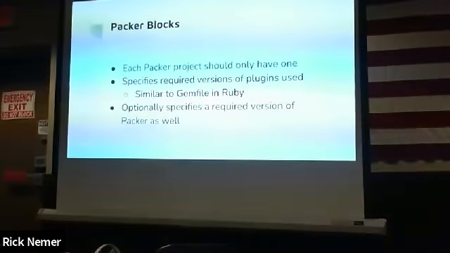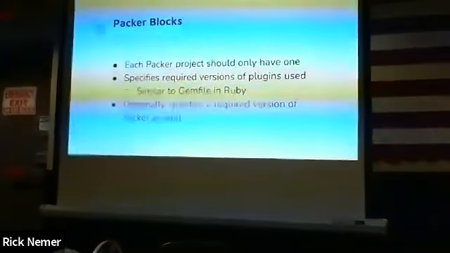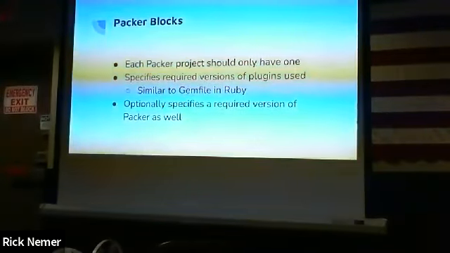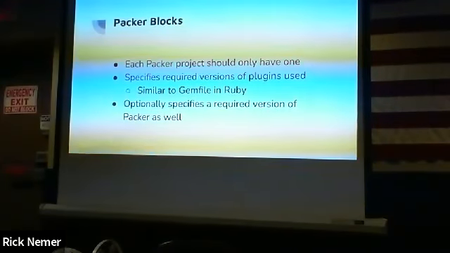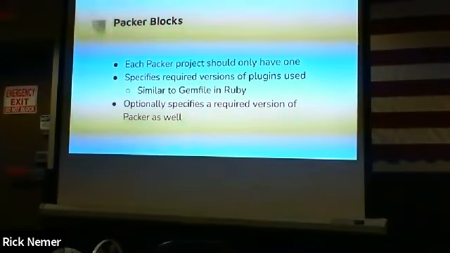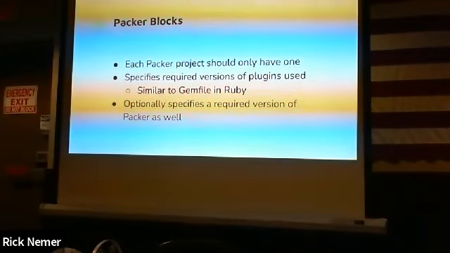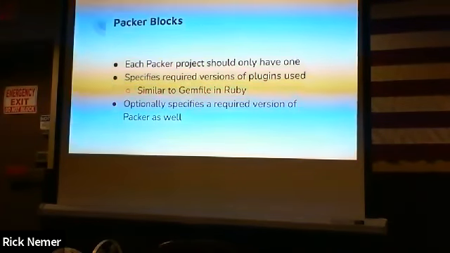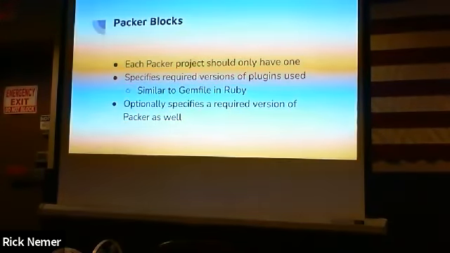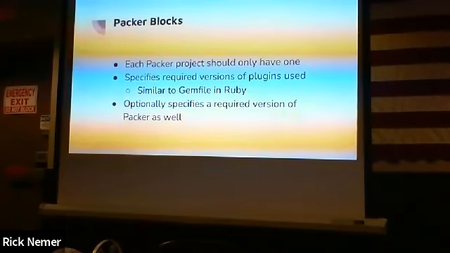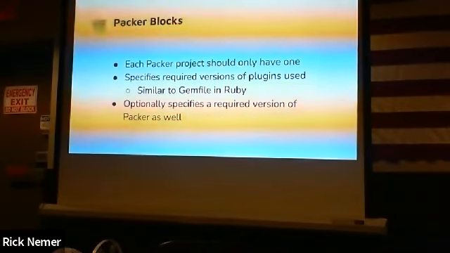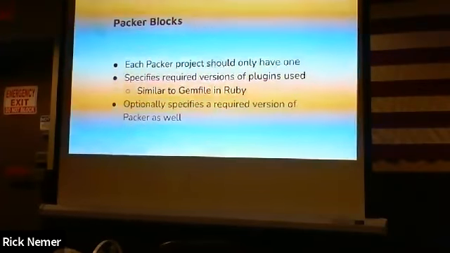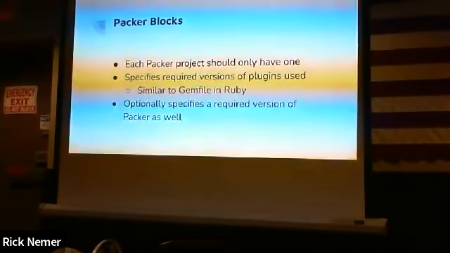For Packer blocks, every Packer project should only have one of these. It's pretty simple. Like we saw before, that specifies the plugin version that you want to use. If you want to build for Docker, you have the Docker plugin, let's say, of a certain version. It's kind of similar to a Gemfile in Ruby, something like that, where you define your dependencies and you just pull in the version of dependencies that you specify. You can optionally specify your required version of Packer as well.